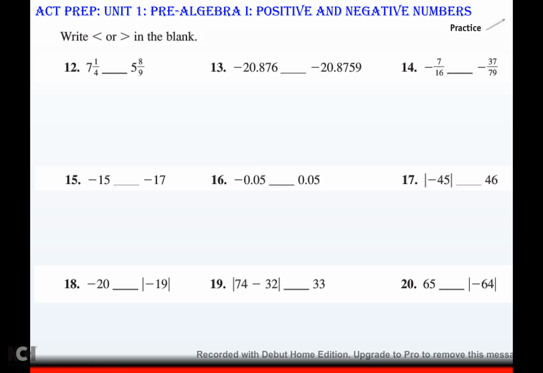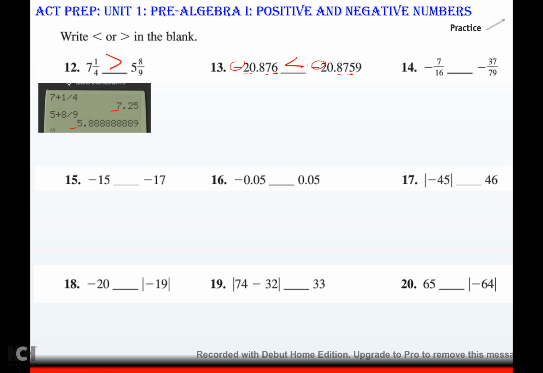Alright, when we do these, you can turn them to decimals to compare them. They're both positive, and 7 something's bigger than 5 something, so that one's easy. These are both negative. Tie on 2, tie on 0, tie on 8, tie on 7. 6 is bigger than 5, so this is the biggest, but on the negative side, that makes it the smallest.